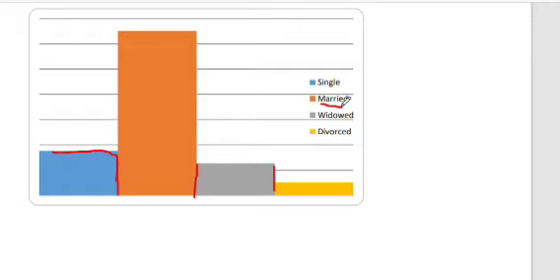Married. Married people are 130. So this point here is 130. So I think from here to here should be 10. So we have 30. So from here to here is 20. 30 plus 20, that is 50, plus another 20, that is 70, 90. 90 plus 20, that is 110, plus another 20, that is 130. So each of these lines is 20.